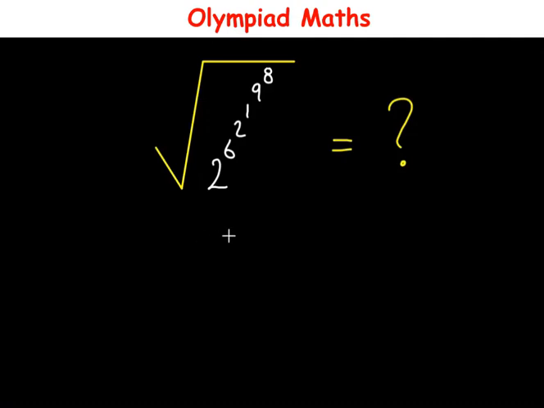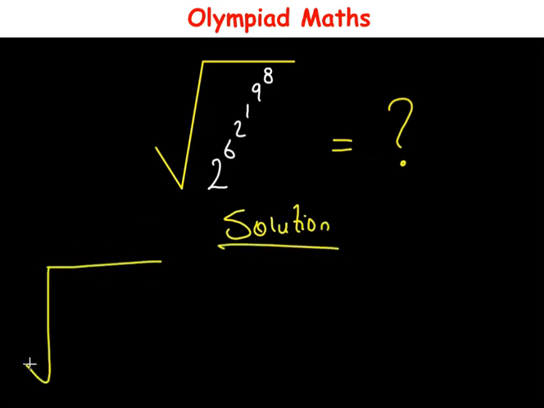Hello, in this video, let us solve this question. We have the square root of 2 raised to power 6, raised to power 2, raised to power 1, raised to power 9, raised to power 8, is equal to what value? To solve this, we have the square root of 2 raised to power 6, raised to power 2, raised to power 1, raised to power 9, and raised to power 8.